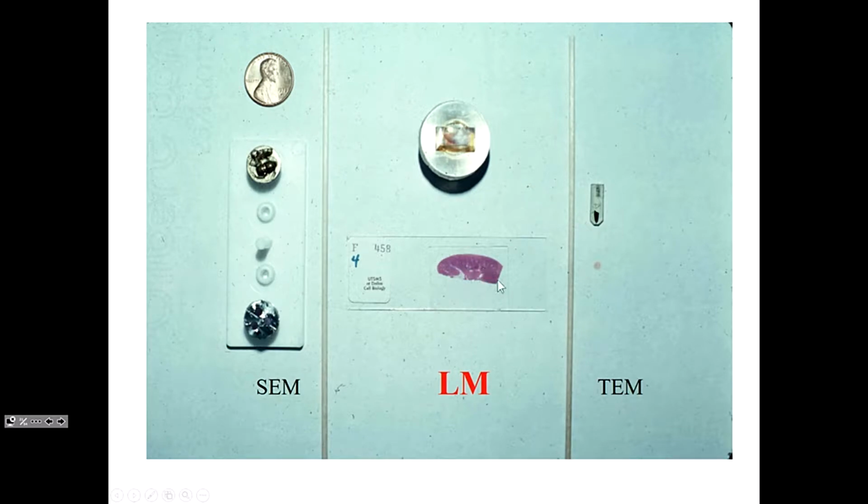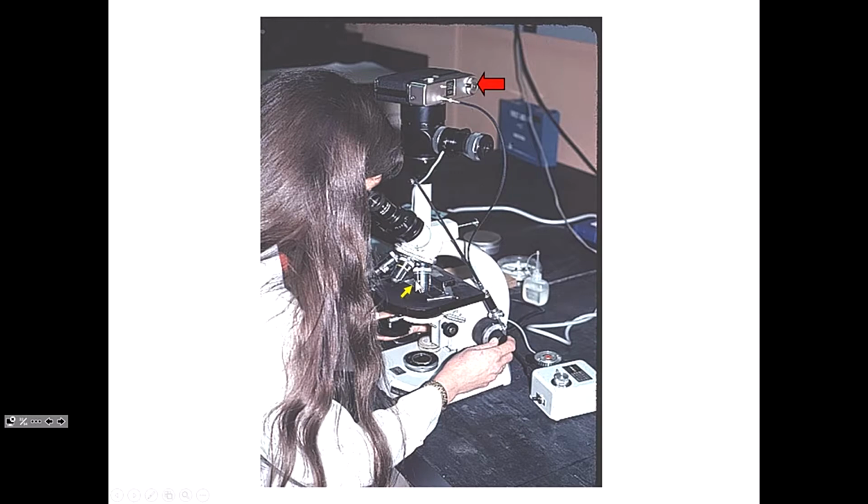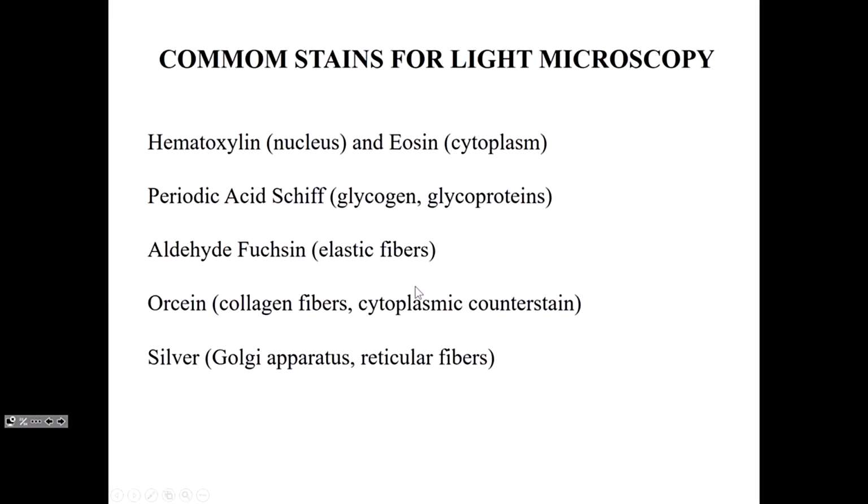Here's a piece of kidney that has been stained and prepared for light microscopy. And then, of course, we look at it under the light microscope, and we can take pictures with the camera or just look at structures. So here are the common stains for light microscopy that you may see throughout this course. I might mention that this particular tissue is stained with H&E. Hematoxylin and eosin is the go-to standard stain for pretty much everything first pass, okay?